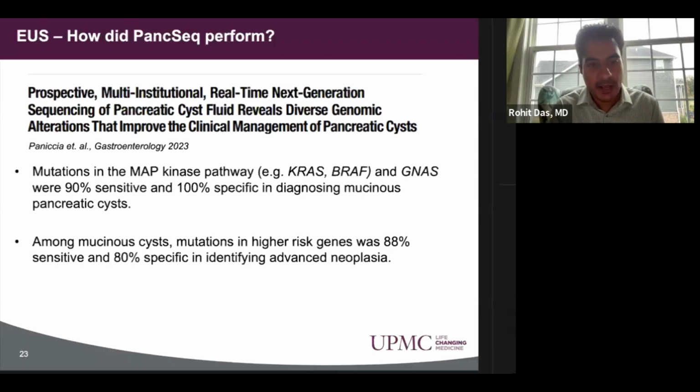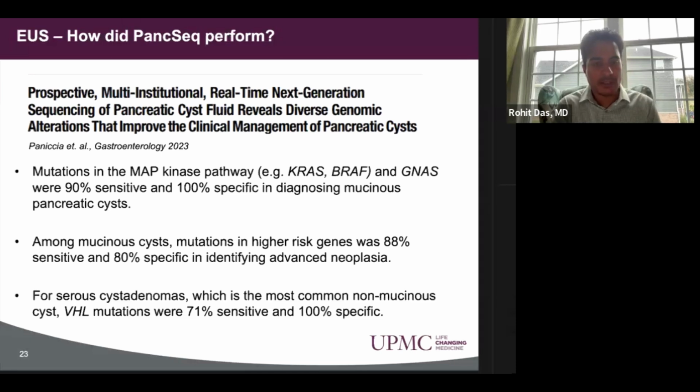In addition, this panel was pretty accurate in identifying higher risk genes with a sensitivity of 88% and a specificity of 80%. And then finally, for serous cystadenomas, which are the most common type of non-mucinous cysts, VHL or von Hippel-Lindau mutations were 71% sensitive and 100% specific. So overall, this platform is very accurate, especially for mucinous cysts, and outperforms basically all of the diagnostic tests that we talked about, and in addition, doesn't really add any additional risk or use of additional tools to standard diagnostic EUS.